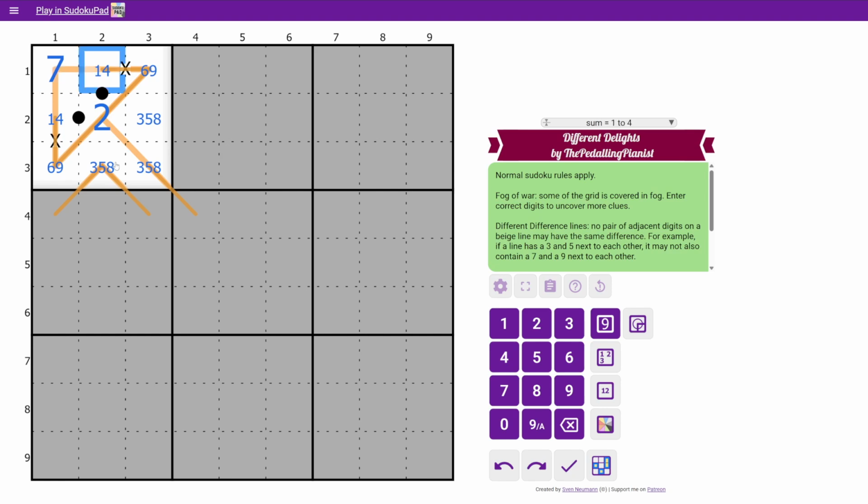So we're going to have a difference of 6. We're going to have a difference of 3. We're going to have a difference of 2. We're going to have a difference of 8. And 7 and 4. Alright, so all that seems to be right.